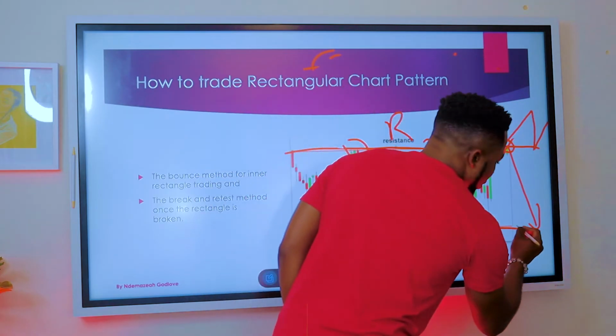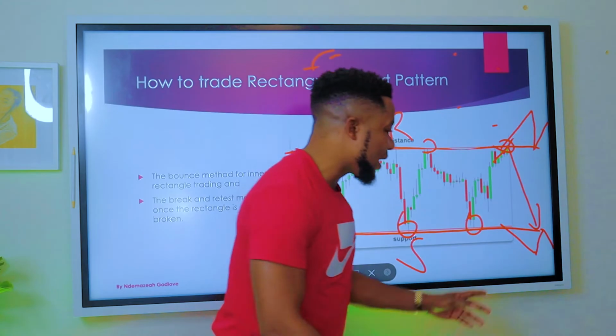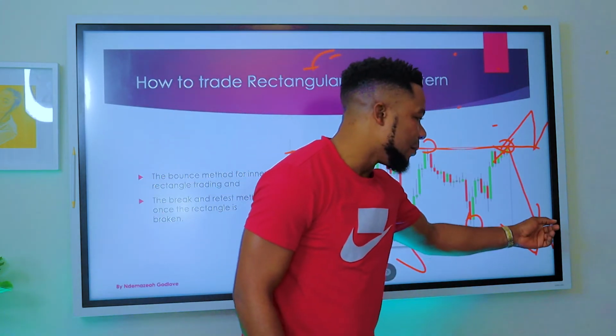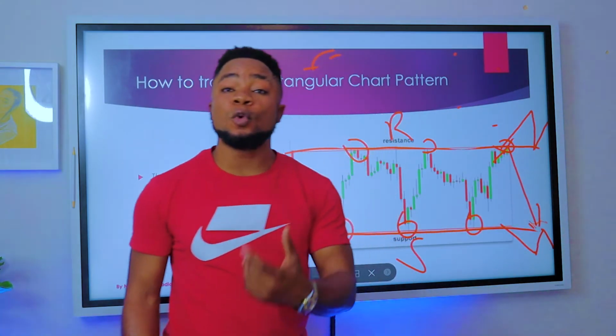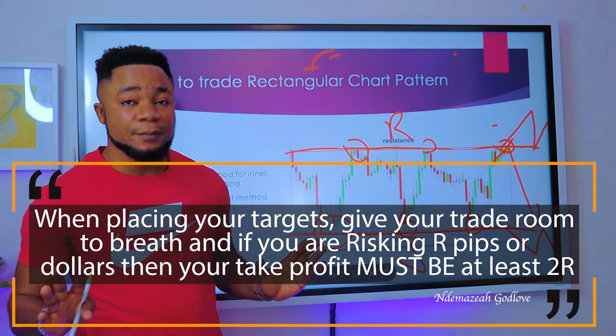And if the market has broken down here, I'll wait for the market to come back and retest my support. Once the market comes back and retests my support, that is where I will sell. And once I sell there, my stop loss will go above that area, and my take profit will be 2x the risk. So if you are risking 20 pips, your take profit must be 40 pips.